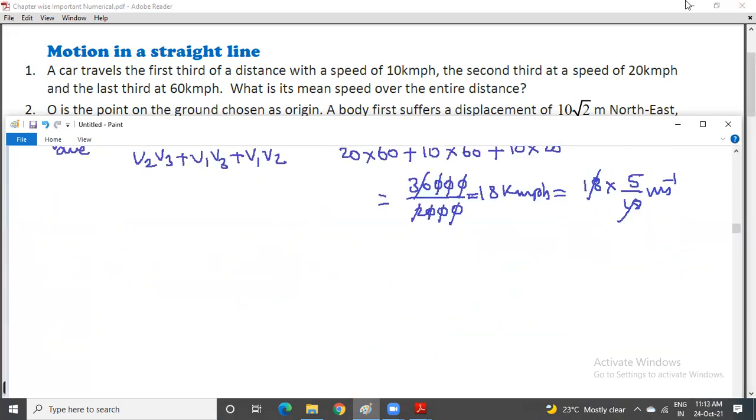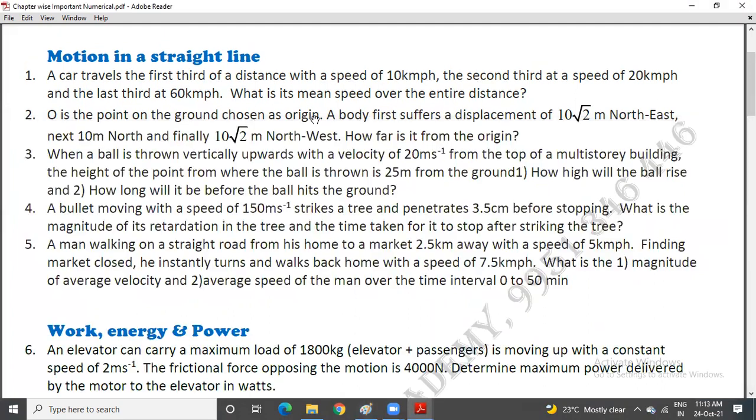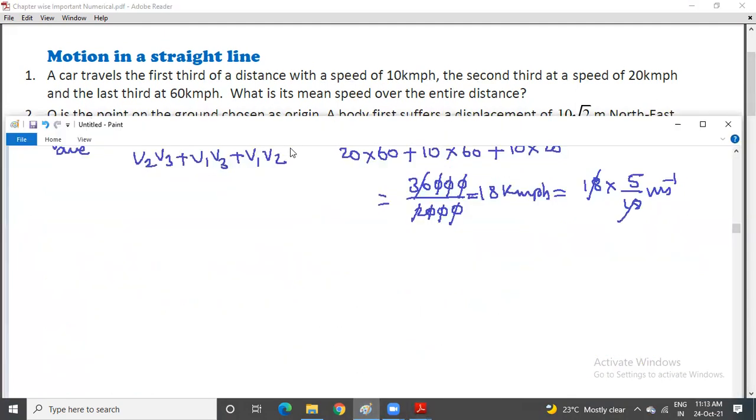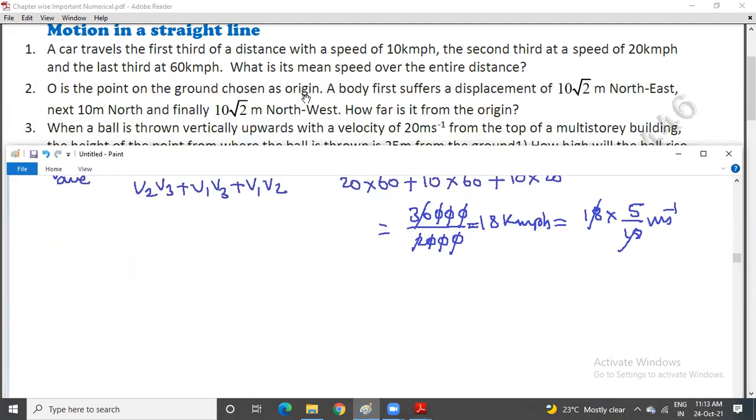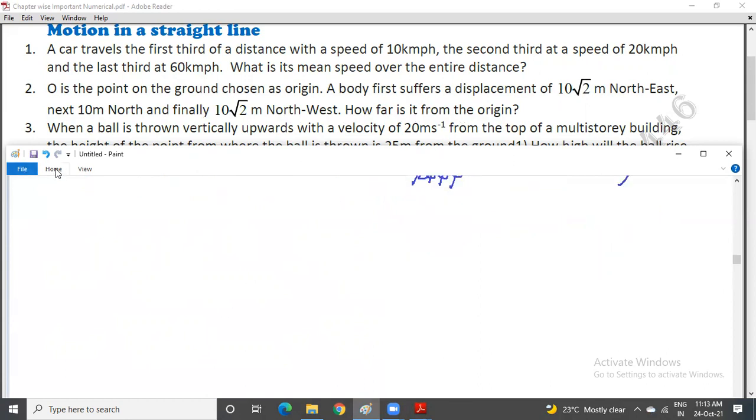Now let us move to the second question. Let me read the question first. O is the point on the ground chosen as origin. A body first suffers displacement of 10 root 2 meters northeast, next 10 meters north, and finally 10 root 2 meters northwest. How far is it from the origin? So vector notation we have to use. Let us try to understand the given question with the help of diagram.